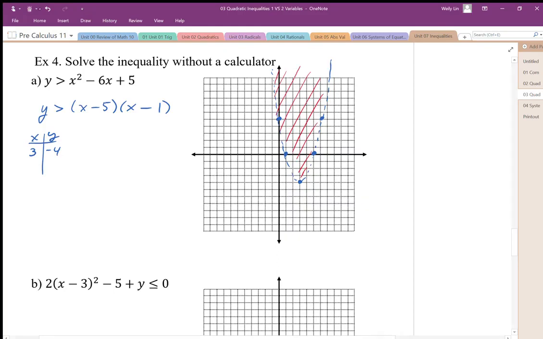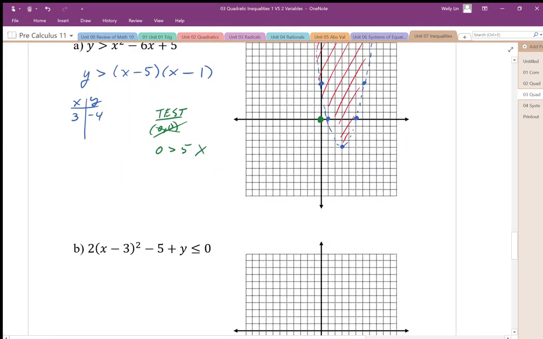I can test the coordinate. The best coordinate to test is 0, 0. When I test 0, 0, I get y is greater than 5. Sorry, 0 is greater than 5. That's not true. So we know that the point below the boundary is not part of our solution region. So there it is. We solved this inequality without a calculator.